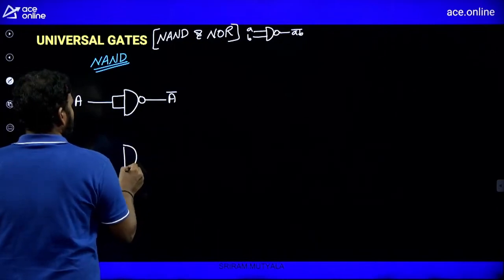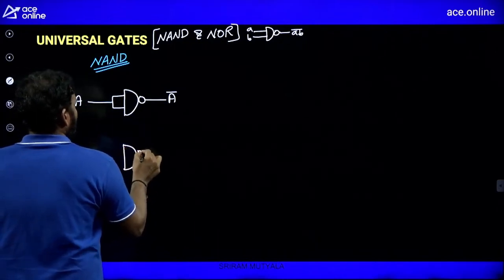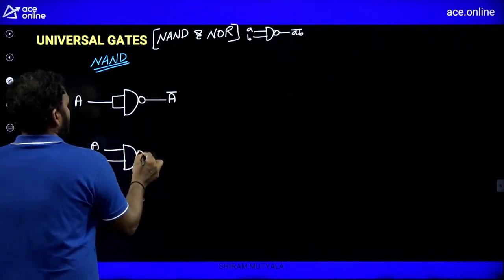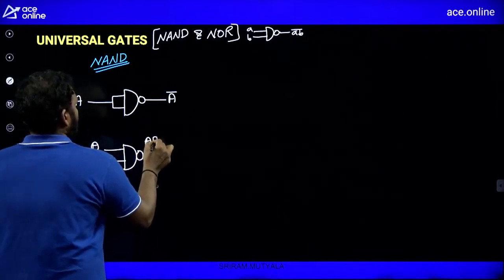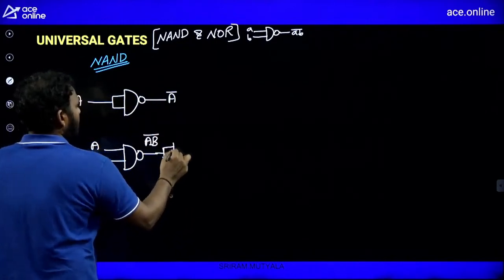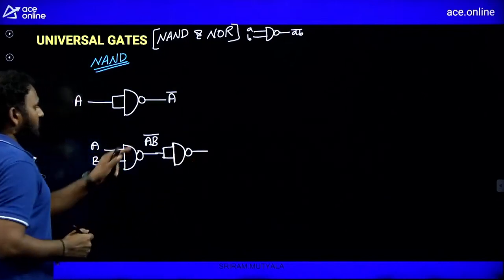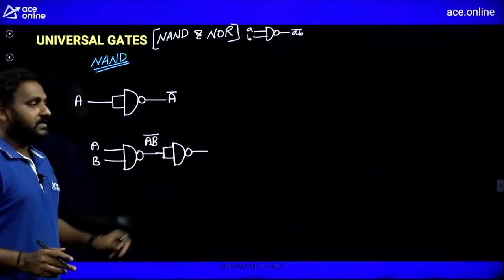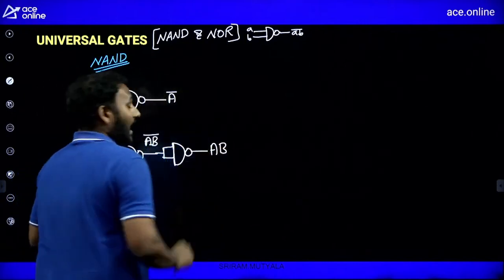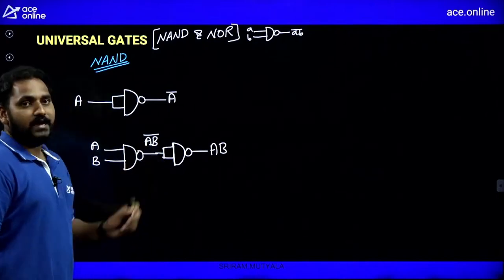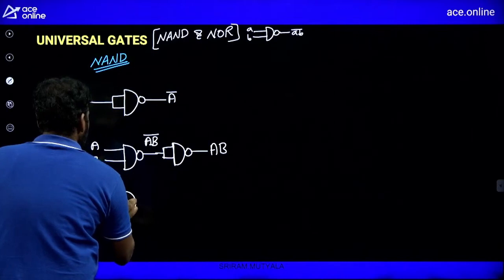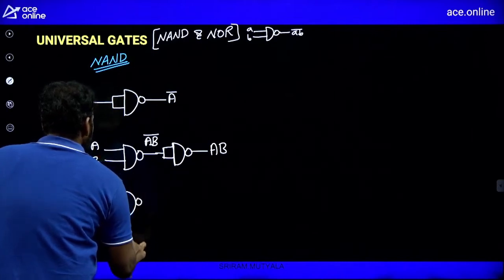Next, this is a NAND gate. Output is what? AB bar. If I take this NOT gate here, this complement NOT operation, the complements get cancelled, output is simply AB. What does it mean? An AND gate can be implemented using two NAND gates. Let me take two inverters.